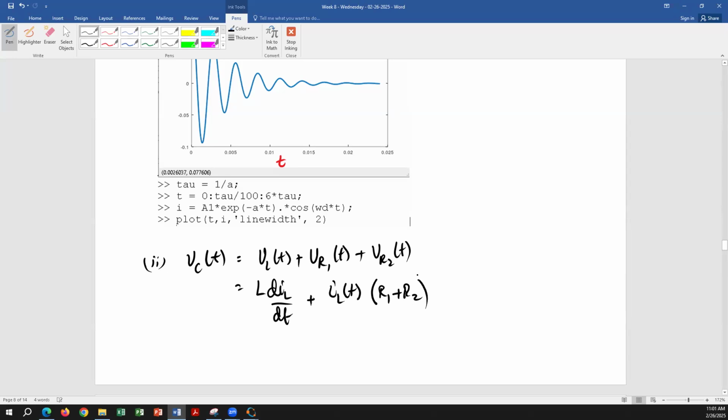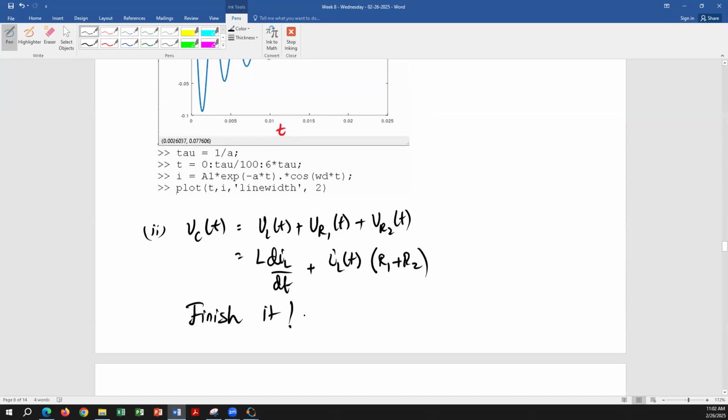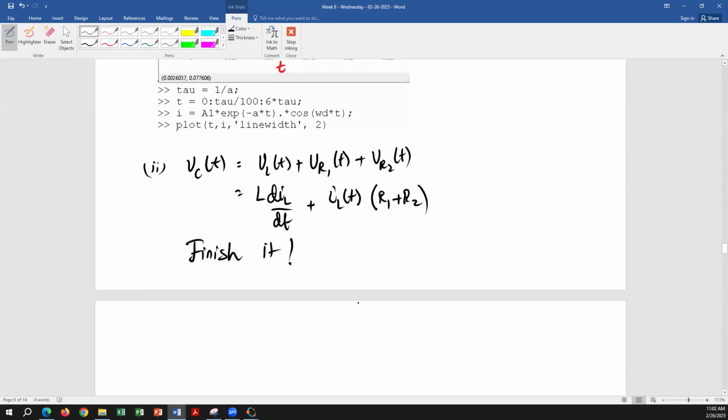Okay, I'm not solving it. Make sure you solve it and then find the expression for the capacitor. So I'm just going to write down, finish it. You have the current expression, take the derivative of that, multiply by L, and of course that. So it's very easy to solve and find the expression for the capacitor voltage. And when I put finish it, make sure you finish it so that you can get practice.